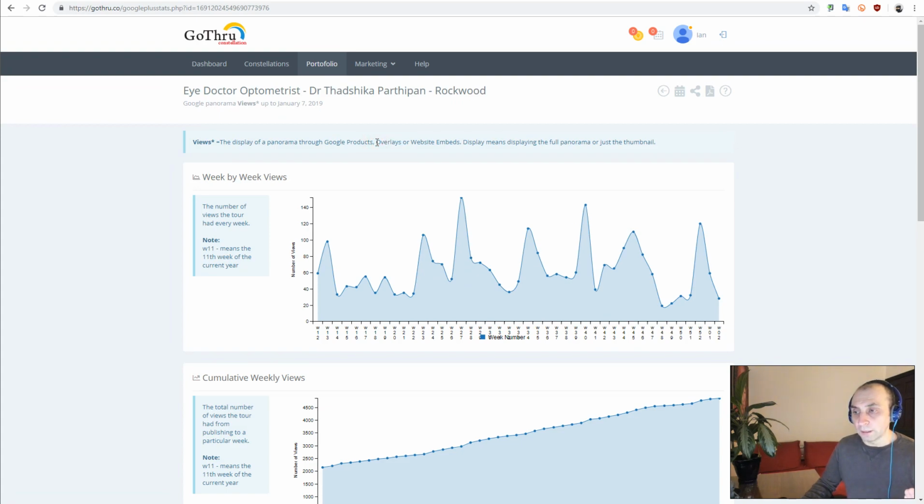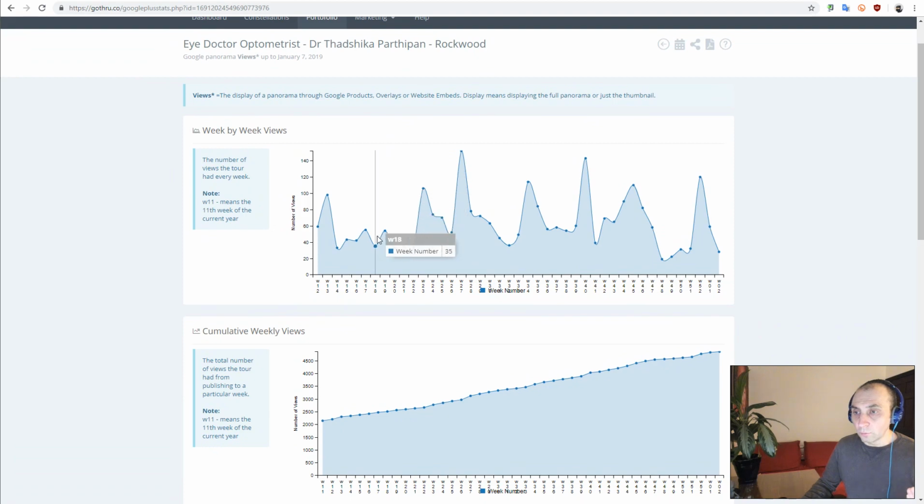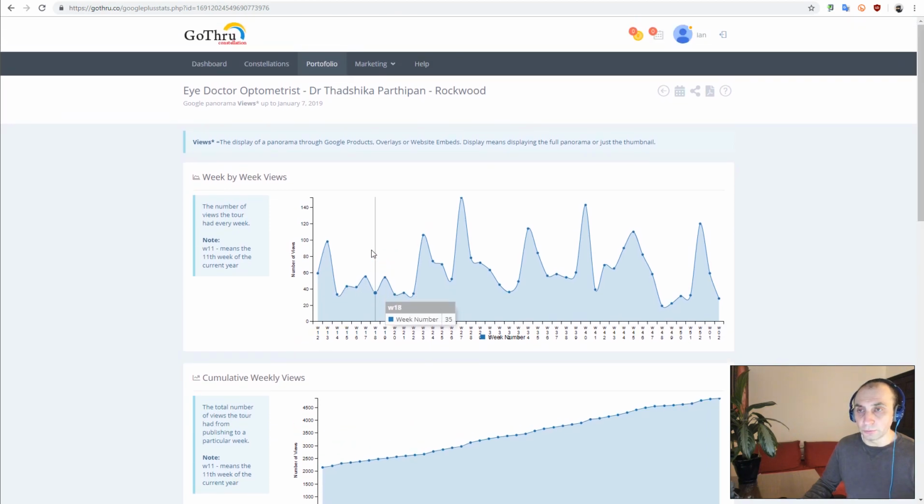Also, we collect statistics from the moment the tour is published in GoThru. So if you have a tour, for example, that was published in 2015, we will not be able to have all the data from 2015 till now. It's only from when you add it in GoThru. If you've had a pro account since 2018, then we would collect all this data for you.